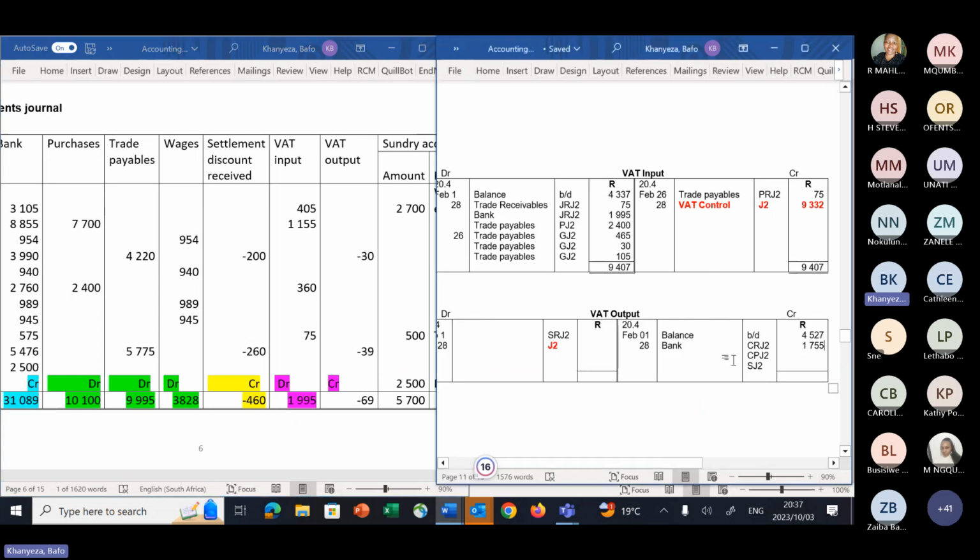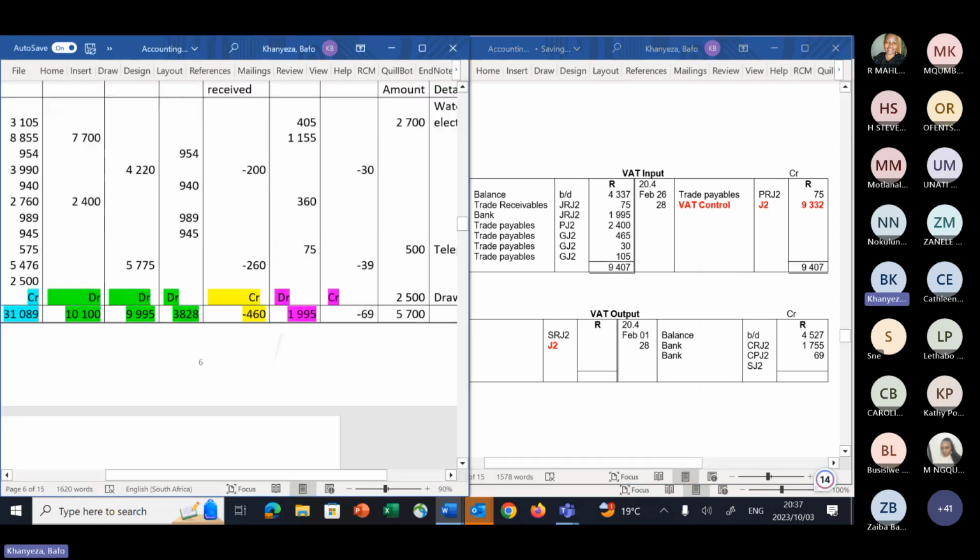So the VAT out from bank, yeah, this is from cash payments general, which will be bank again. It's gonna be 69.